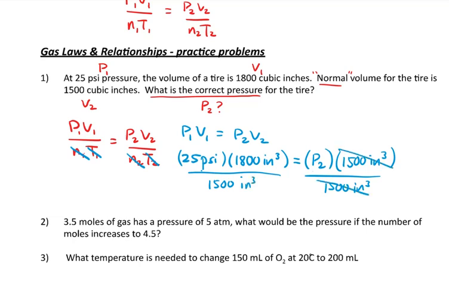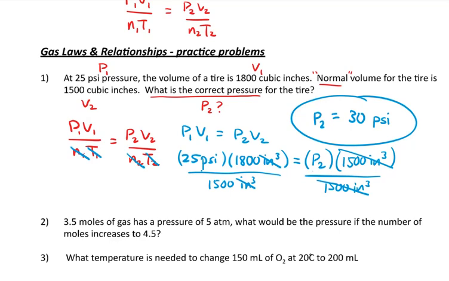This will all cancel out on this side, right? Algebraically speaking, inches cubed or cubic inches will cancel out on the left side. And that'll leave me with units of PSI. So that's the units that we want. That's a pressure unit, so that makes sense, right? And if I punch this in my calculator, 25 times 1,800 divided by 1,500, I should get a P2 of 30. And remember, the units on that are what was left over. What units didn't cancel out? Again, that's PSI. Okay, 30 PSI. That's my answer, P2. What's the correct pressure for the tire?